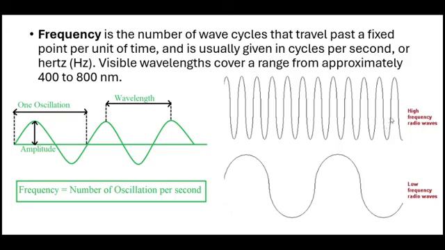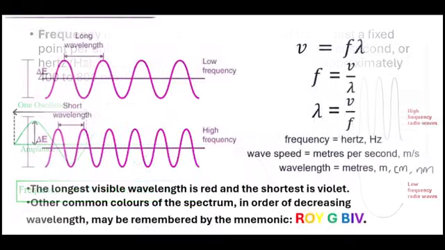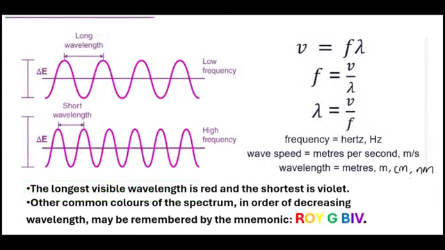Visible wavelengths cover a range from approximately 400 to 800 nanometers. As we can see here, this is an example of high frequency, and this is an example of low frequency. So when we have low frequency, we have long wavelength. When we have high frequency, we have short wavelength. Frequency is equal to the number of oscillations per second.